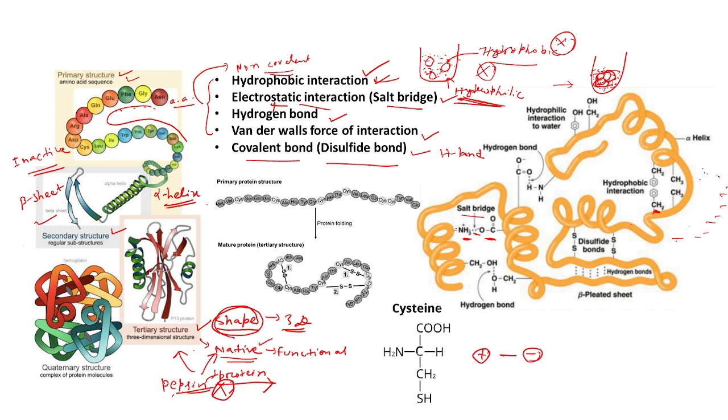Here also, this is the electrostatic interaction. Here it is the amino group, and here the carboxylic group; one is positive, the other is negative. So positive and negative, the bond formed here is called the electrostatic interaction.